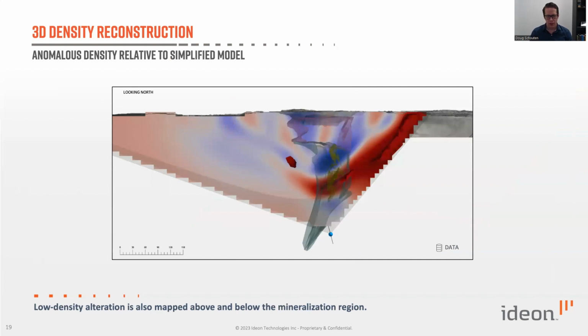Looking again at that structure, the same kind of representation, but now also including an overlay showing in semi-transparent 3D shape that corresponds to the alteration or the altered rock around the ore body. And you can see how that conforms fairly well with the location of these low density anomalies that we're seeing above and below the mineralization structure. So that is quite interesting because not only are we mapping the mineralization, but also mapping the alteration halo around it.